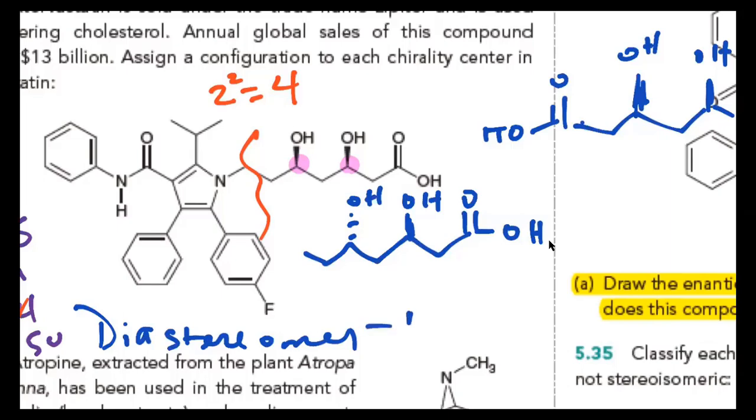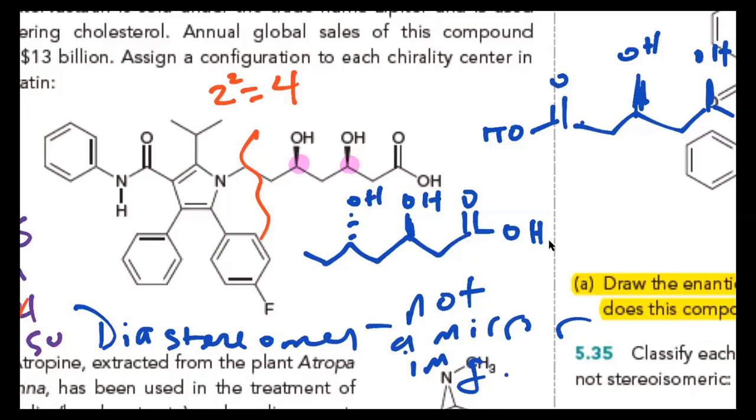So the diastereomer is not a mirror image at all, right? But it's still chiral. And in order to have diastereomers, you need 2 or more stereo centers. Wait, say that again. In order to make diastereomers, you need 2 or more stereo centers, 2 or more chiral centers.